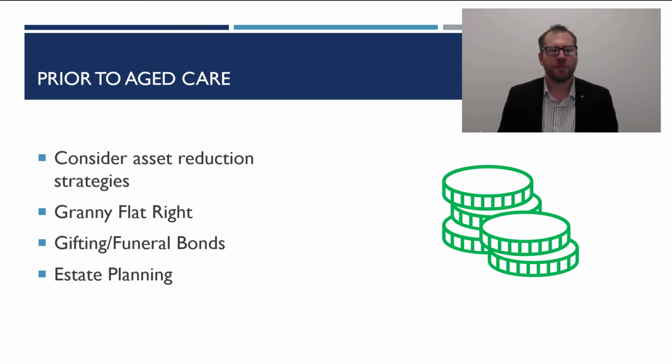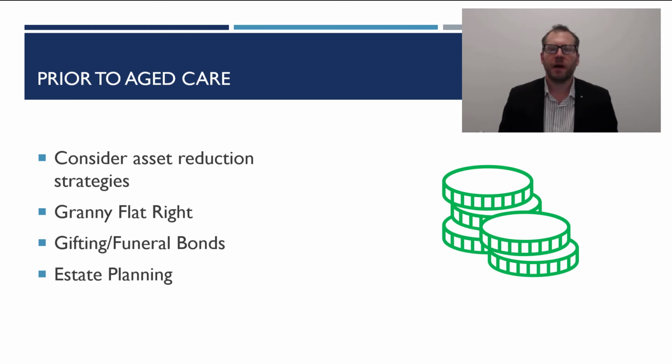You may consider, as part of the asset reduction strategy, setting up a granny flat right, where the mother may be living in a house and they pass on the ownership to a son or daughter, and give them the right to live in the house for the remainder of their life. The trick to that particular strategy is that it's not to be expected that the loved one will require care within a 5-year period, but that's definitely valuable in the right circumstances.